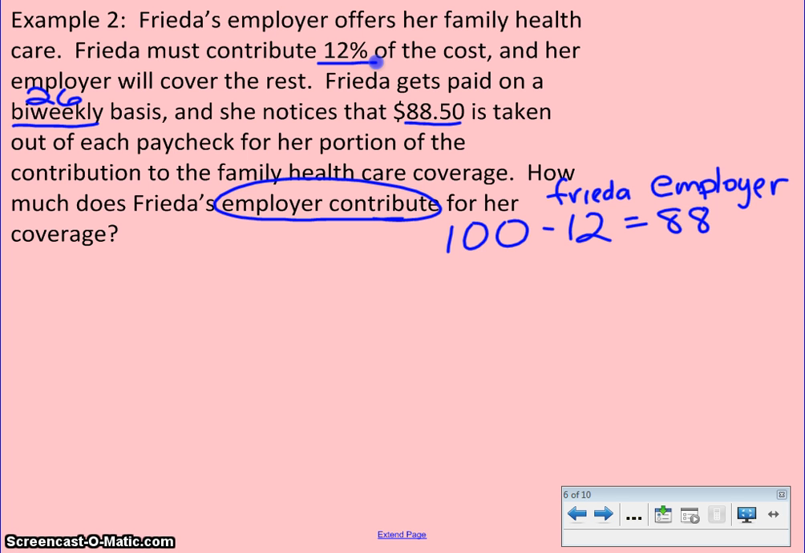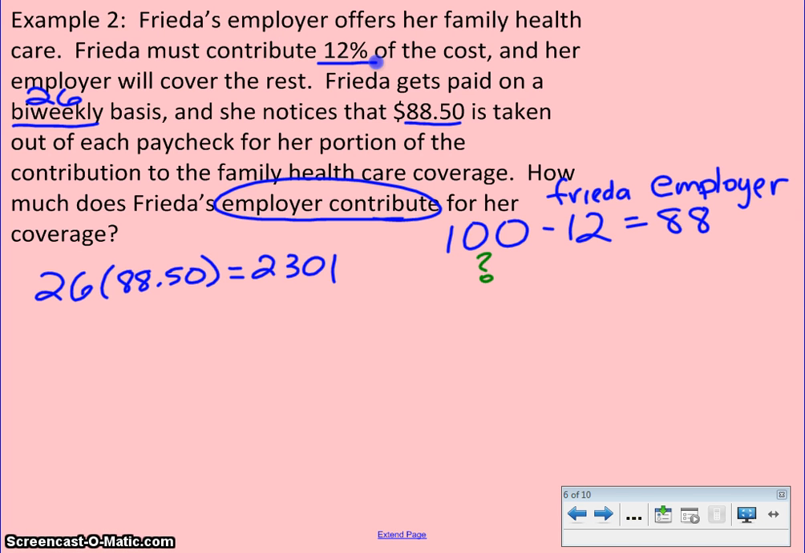First thing we're going to do is let's find out annually how much Frida pays in a year. Well, she gets 26 paychecks, and out of each paycheck comes $88.50. When I multiply that, I get a total of $2,301. Now going back here, I don't know what 100% is.